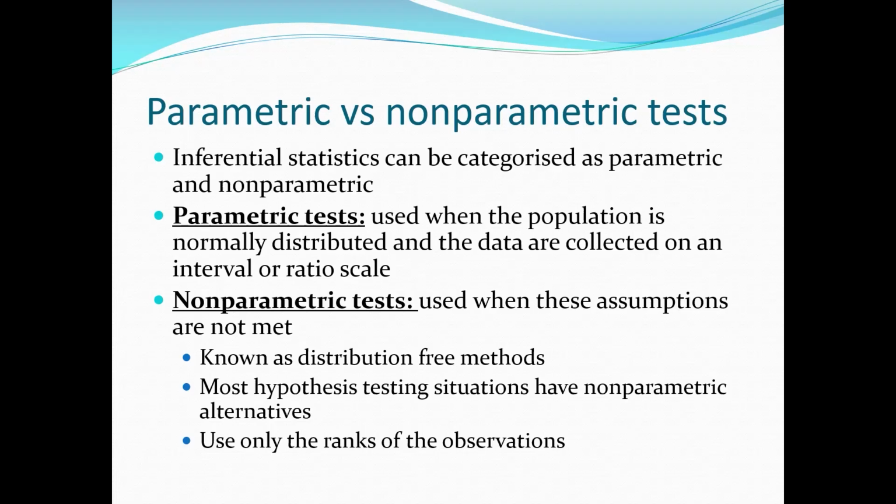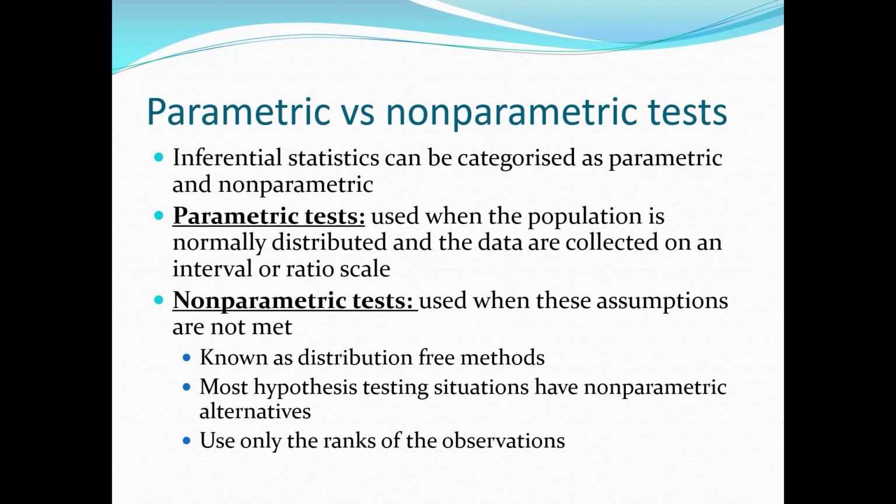Mostly, hypothesis testing situations have a non-parametric alternative. We have seen t-test, ANOVA, correlation, regression. For each one, there is a corresponding non-parametric alternative, which can be used when the data are not normally distributed. In parametric tests, we used the mean for testing the difference, as you would have seen. In non-parametric tests, we do not use the mean, but we use the ranks of the observations and the median. Median means the middle one. So that is the difference.